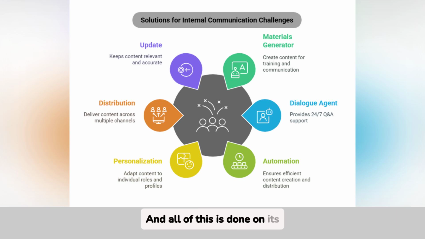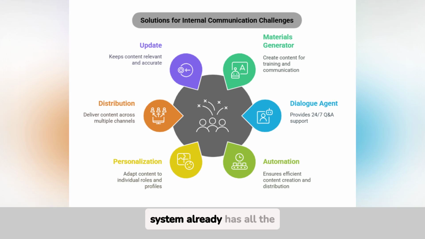And all of this is done on its own? Without anyone having to intervene? Exactly. The system already has all the relevant information about the change: what was modified, where in the process, what impact it has, and who will be using it. From that, the materials generator produces customized content by role or profile. Because what a salesperson needs to know is not the same as what someone in technical support or administration needs to know. That's great. Because we often give everyone the same document, and then confusion ensues.